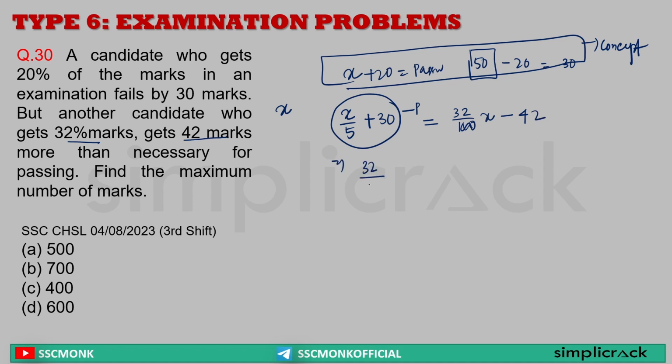Sir, 32 by 100 X minus X by 5 is equal to 42 plus 30, which is equal to 72. Sir, X by 5 can be written as 20 by 100. So this will be 12X by 100, which is equal to 72. 12 sixes are 72. So the value of X, that is my total mark, is equal to 600. Option D is the right answer.